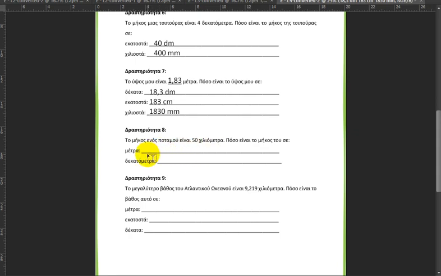Here we have 50 kilometers in 2 meters. So again, I multiply this by 1,000 and get 50,000 meters. And next we want it in decimeters, so just add another 0 and get 500,000 decimeters.